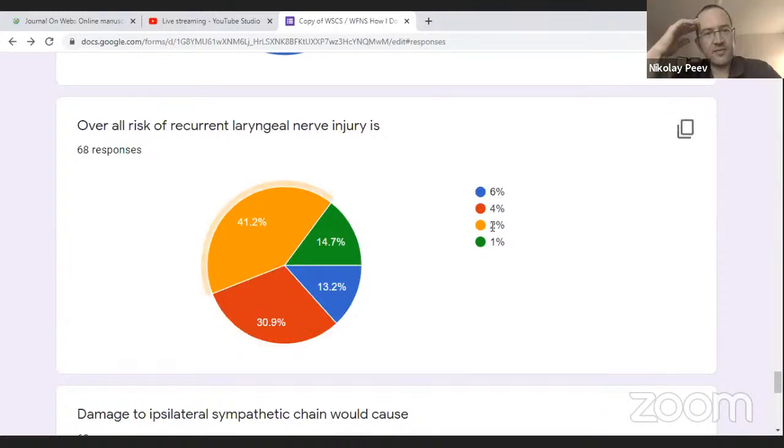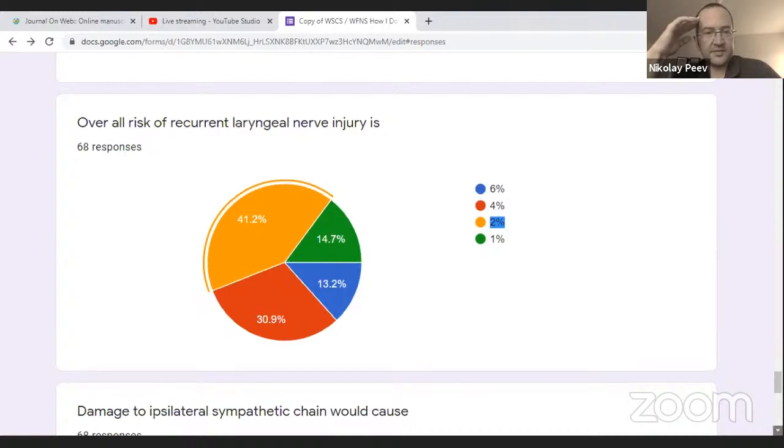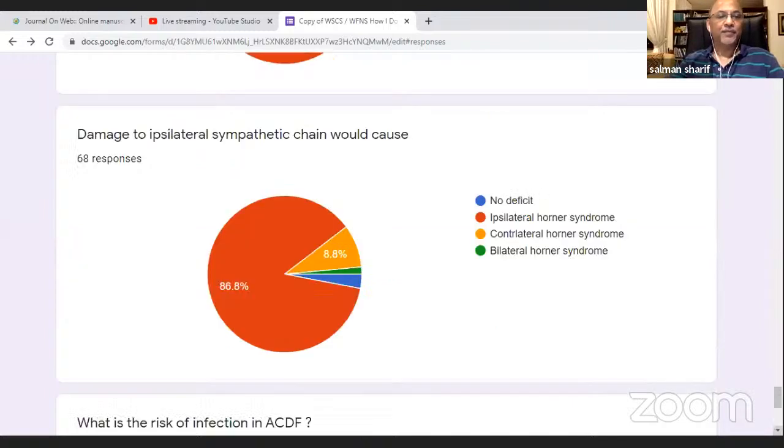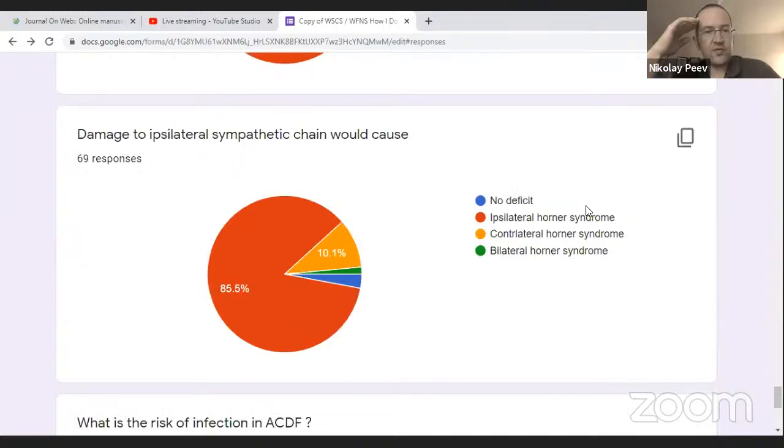Okay, the next question: overall risk of recurrent laryngeal nerve injury is... the majority answered 2%, and I think this is a good answer. Yeah, hoarseness happens. Damage to the ipsilateral sympathetic chain would cause Horner syndrome. Good, 85% are right here. Okay, next one.